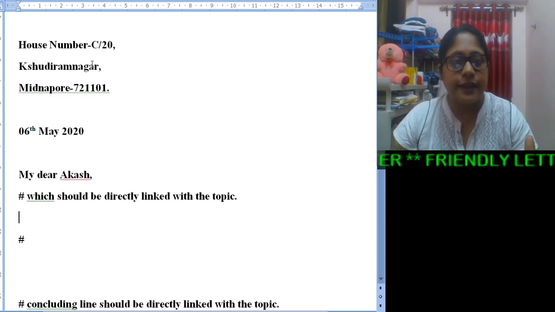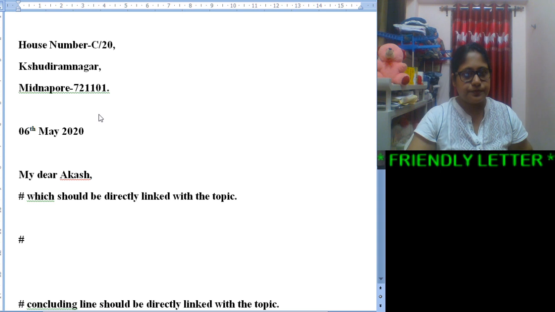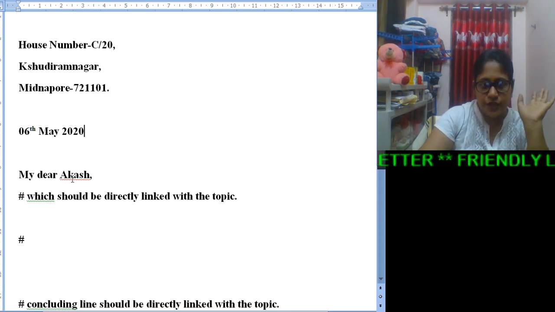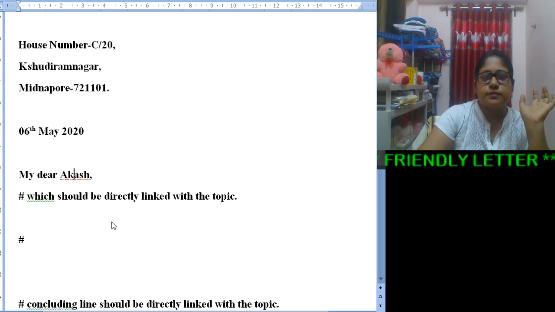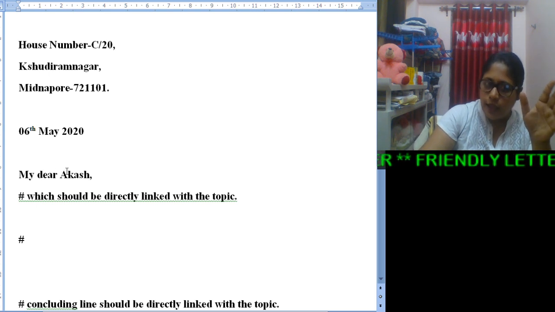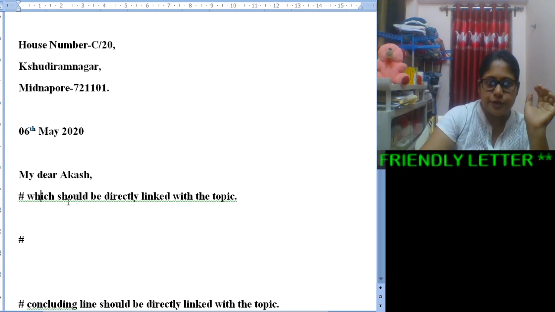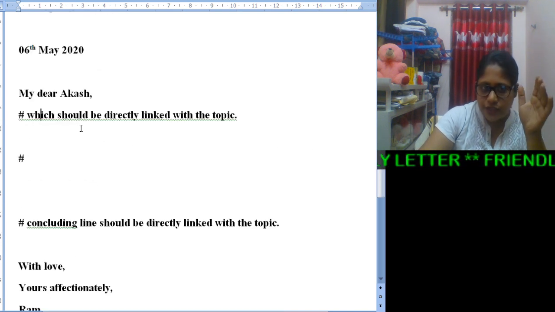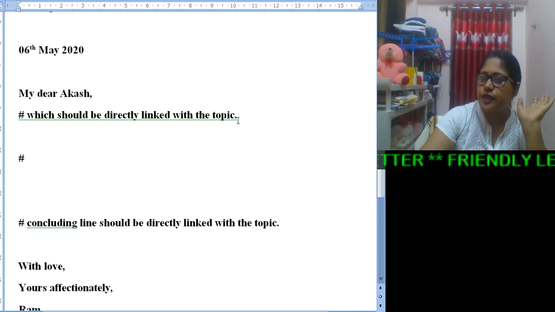First you will provide the sender's address or self address. Then you will provide the date, which you are not going to punctuate. Then you will put the salutation, that is "My dear." As for example, I have written Akash here. So M will be capital, D will be small, and A will be capital. Then you will put a comma. Then comes the introduction part. Introduction should be directly linked with the topic.